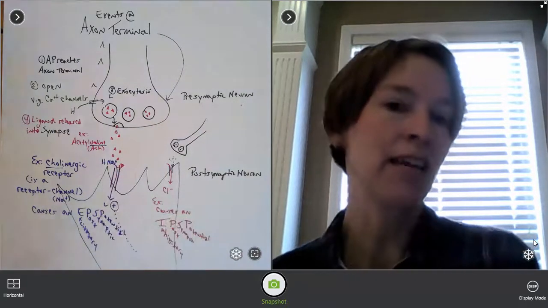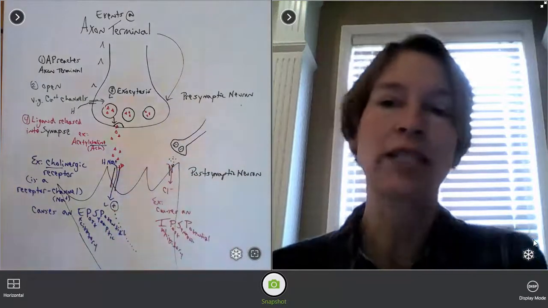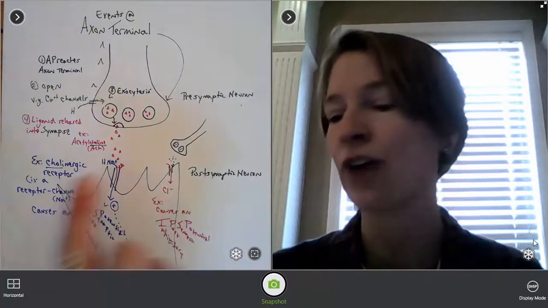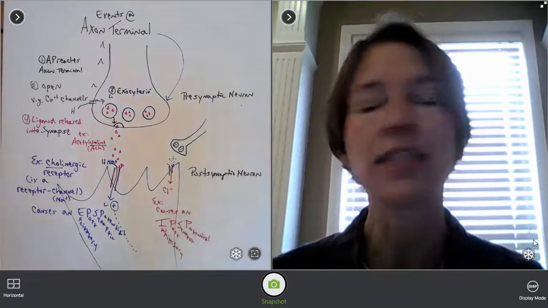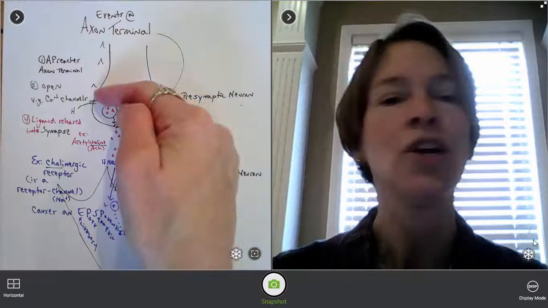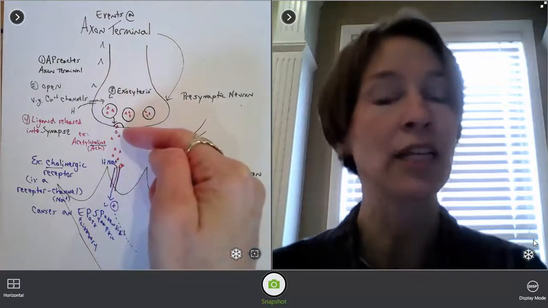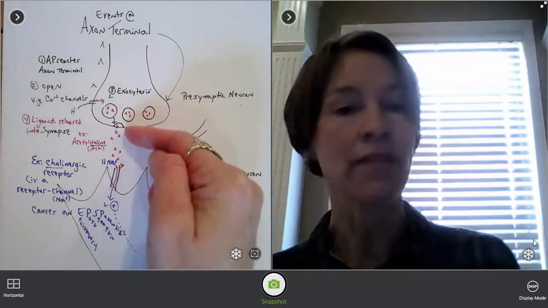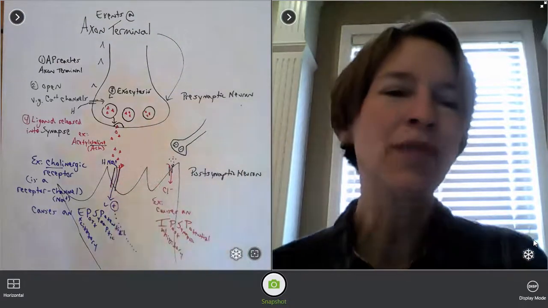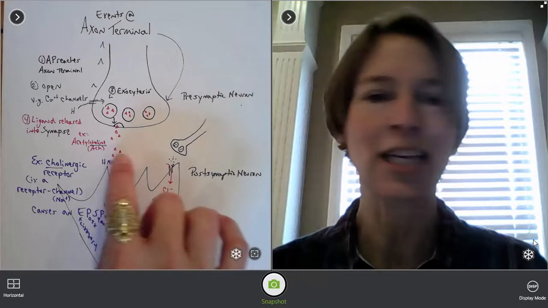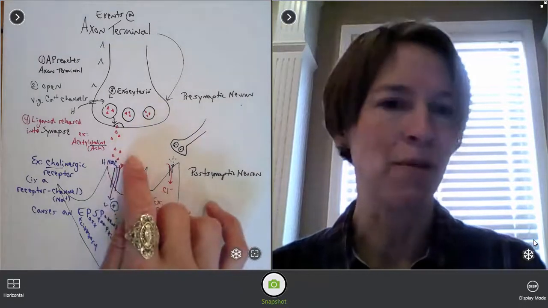It did its thing, which was open the gate, and now it's done. We need to get the ligand out of this space because we want this to be a fine-tuned process. Every time an action potential travels down here, we want it to be a fine-tuned process of releasing a specific amount of ligand. The ligand does its job, and then it gets out of there. We don't want the ligand to hang out in the synapse forever. That would be a problem.